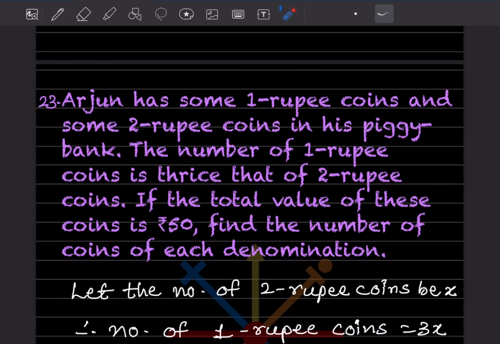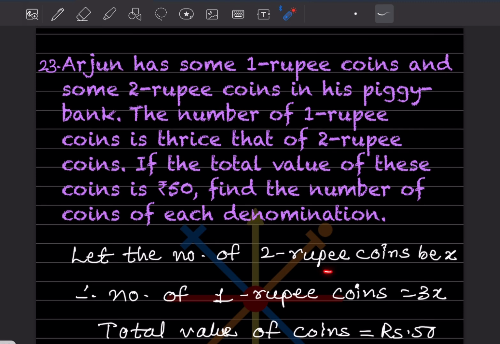Arjun has some 1 rupee coins and some 2 rupee coins in his piggy bank. The number of 1 rupee coins is thrice that of 2 rupee coins. If the total value of these coins is rupees 50, find the number of coins of each denomination. So we don't know the 2 rupee coins, so let it be x, and the number of 1 rupee coins, because they said it is thrice that of 2 rupee coins, this is x, so this is going to be 3 times, that means 3x. This step is done.